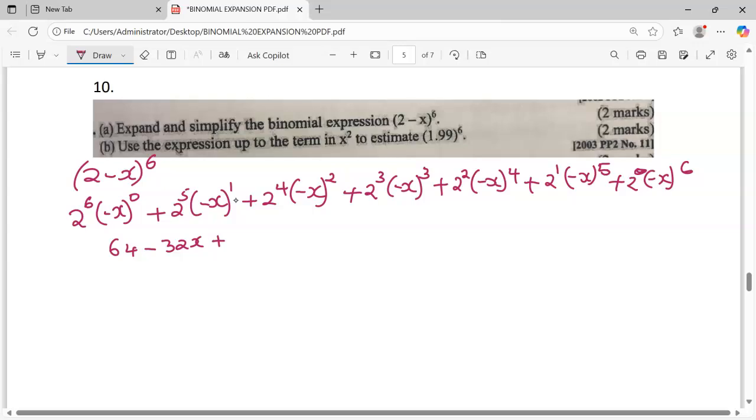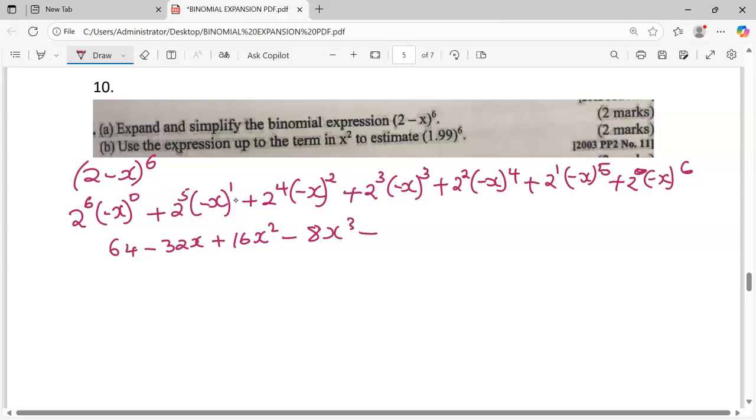Next, we are going to have a plus because the next power is even. So 2 power 4 will give us 16, then minus x squared will give us x squared positive. Next is a minus because the next power is odd. We are going to have 2 power 3, which is 8, and therefore we end up having 8x power 3.